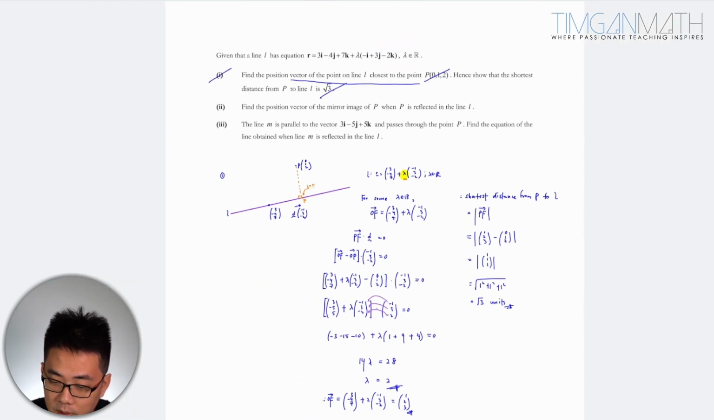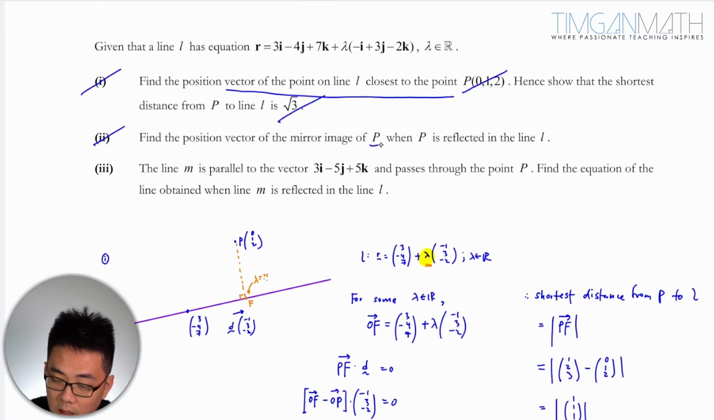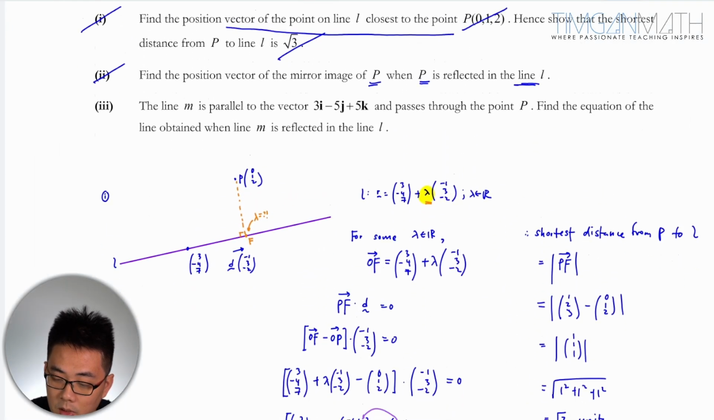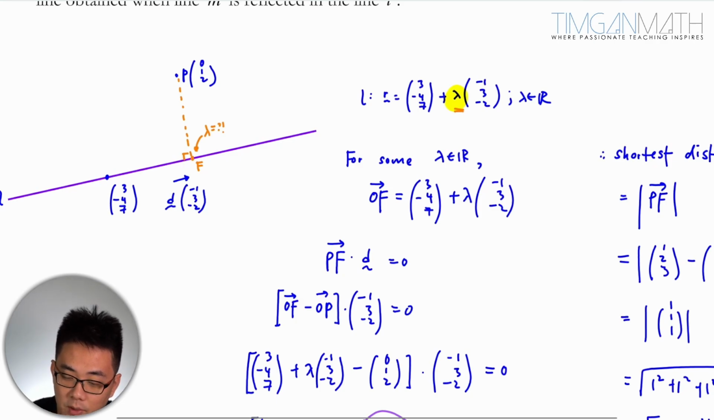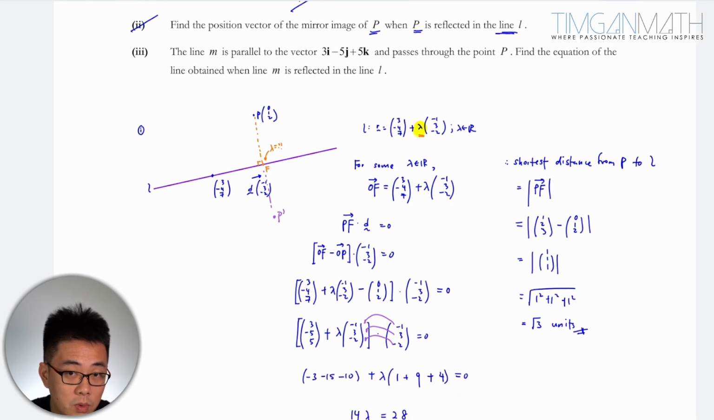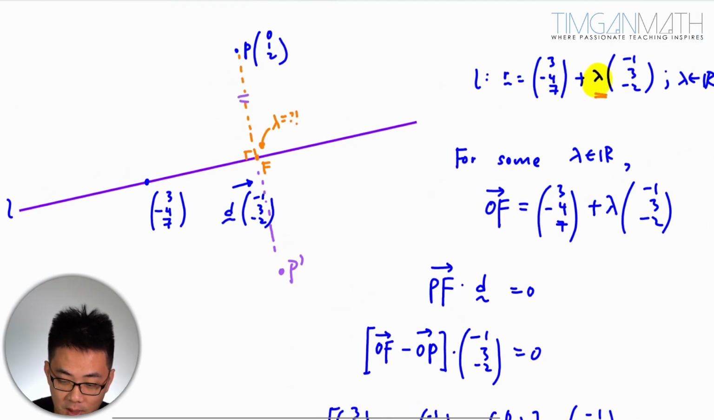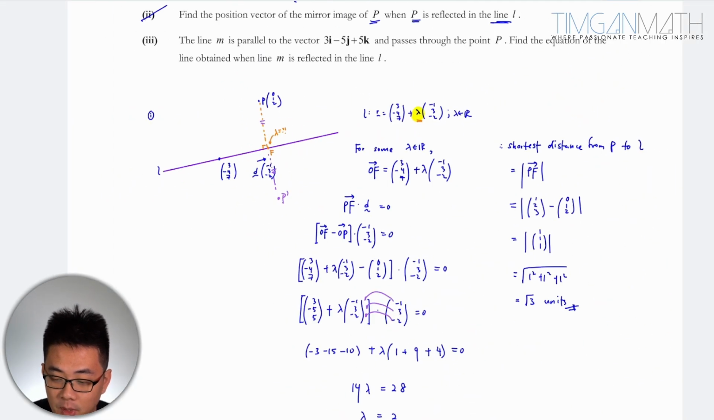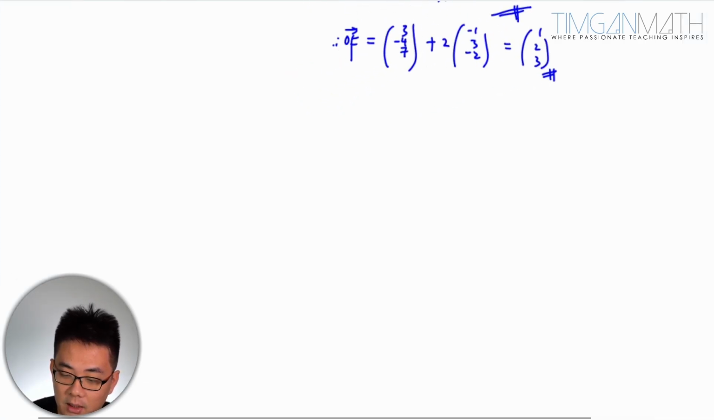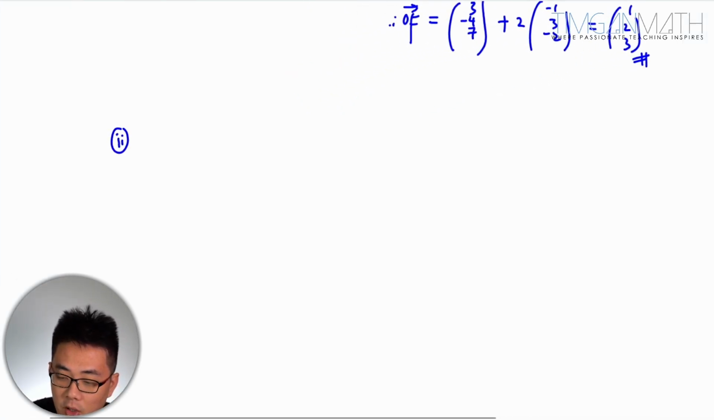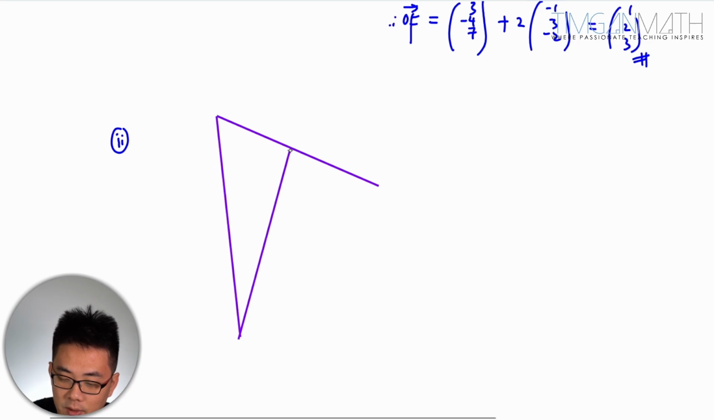Let's look at the second part, which is to find the position vector of the mirror image of P when P is reflected in the line L. If you want to find the mirror image, you need the foot of the perpendicular here. For any kind of mirror image, we use the midpoint theorem, as long as the distance between you and the mirror and your image is the same. So what I'll suggest is maybe draw another triangle if you are not very confident at first. So this is a midpoint here.